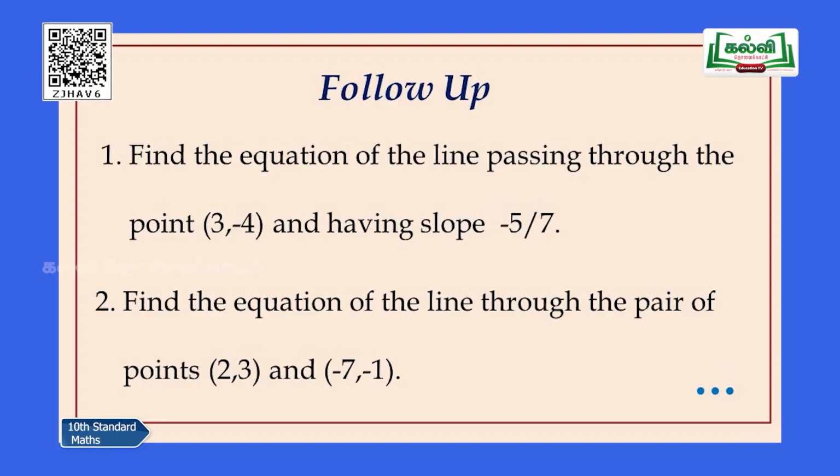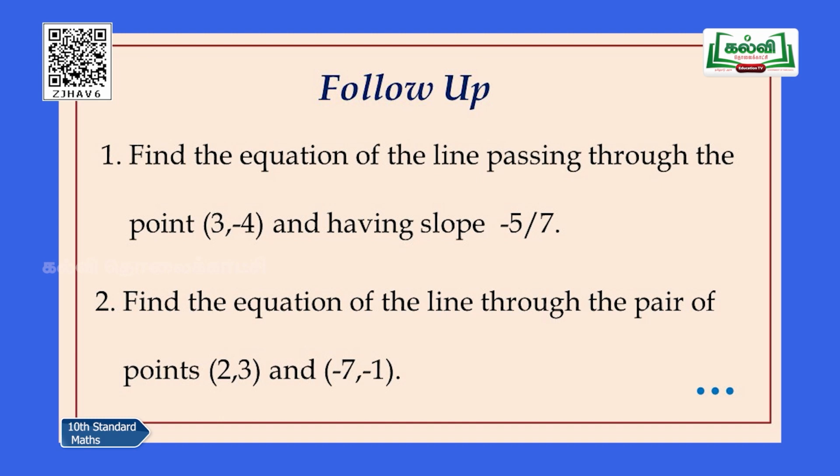When 2 points are given, you will be using this 2-point form. Okay, children. So the questions for the follow-up are given to you. The first question: find the equation of the line passing through the point 3, minus 4 and having slope minus 5 by 7. So this is one of the example questions. You can refer to your reader for your answers also. Now how will you do this question? The point is given and the slope is given. So you will directly substitute in the point slope form and you will find out the answer.